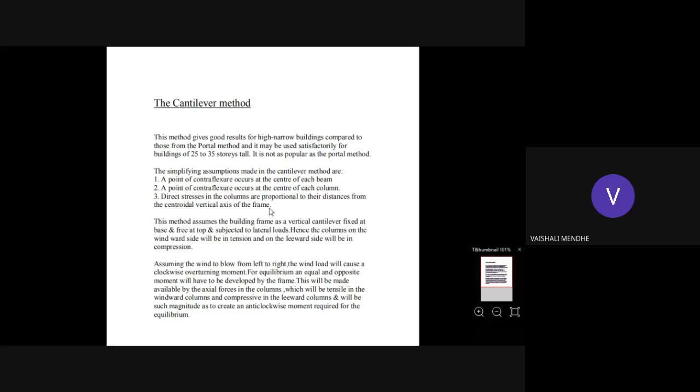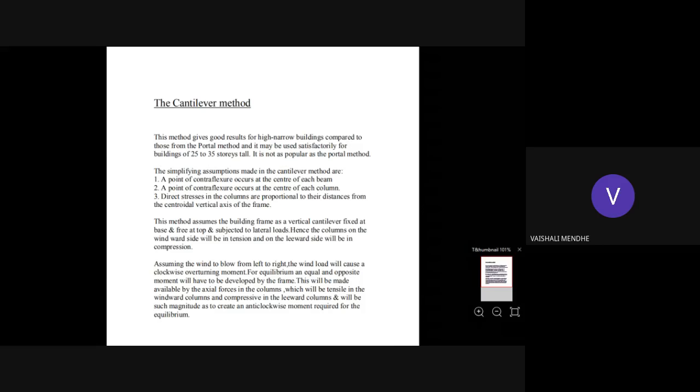With the help of this third assumption, we're going to find the forces in the columns. The stress in the columns is proportional to the distances from the centroidal vertical axis of the frame. So whatever the given frame is, first of all you have to locate the centroidal vertical axis of the given frame. And then according to assumption number 3, you have to find the axial forces in the columns.